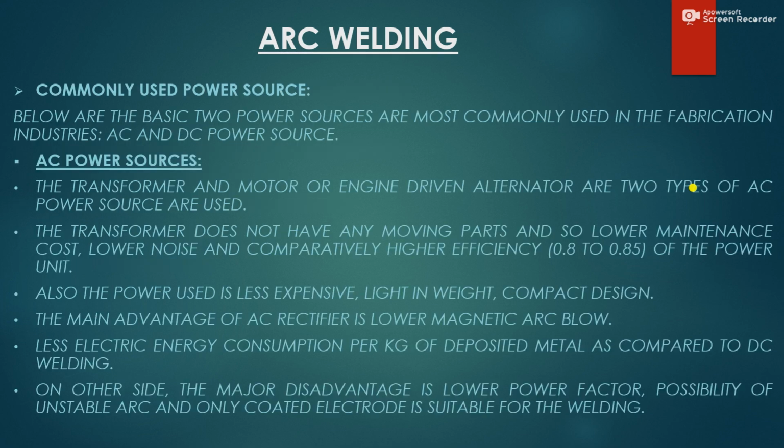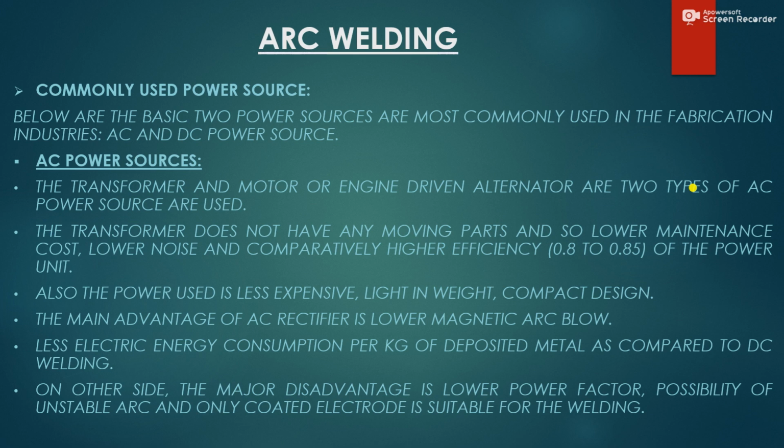Next, let's see the commonly used power sources for the arc welding process. The first one is the AC power source. Basically, two types of power sources are commonly used for arc welding: AC power source and DC power source. In the AC power source, the transformer and the motor or engine driven alternator are the two basic types of AC power sources used for the arc welding process.